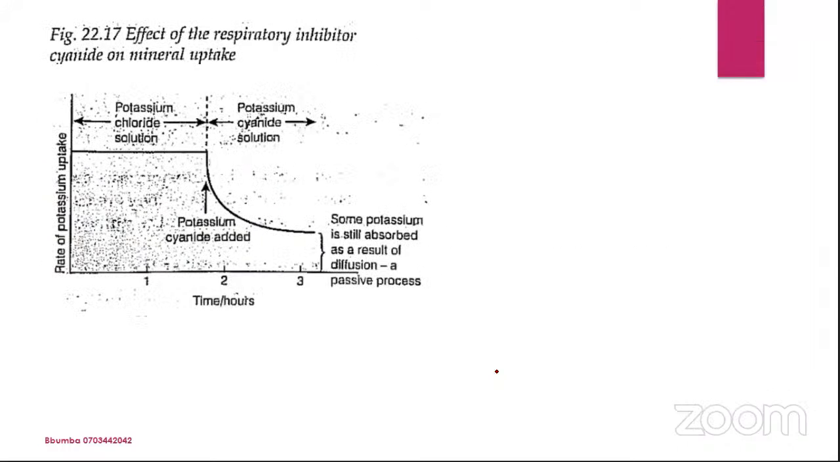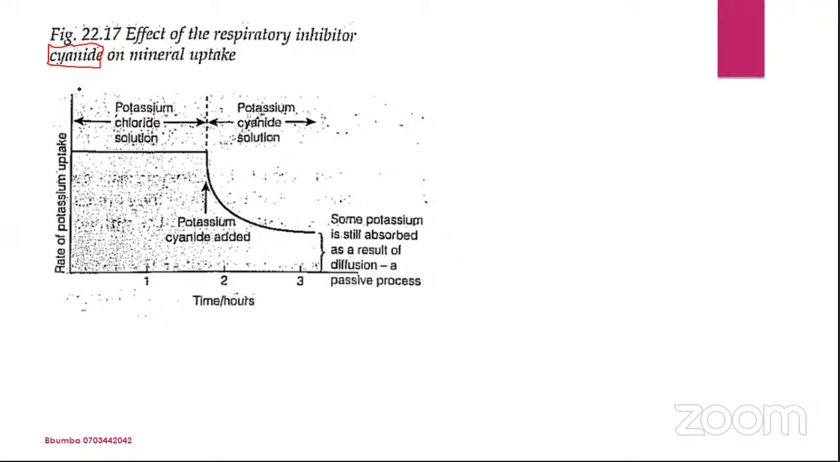Now we have another small graph here, which shows the effect of a respiratory inhibitor, in this case cyanide, on mineral uptake. Cyanide is a poison which was even used by the Nazis during the Second World War. If you were a spy and you were caught, you were given cyanide tablets, so in case you didn't want to be tortured by your enemies, you would just swallow them and die instantly.